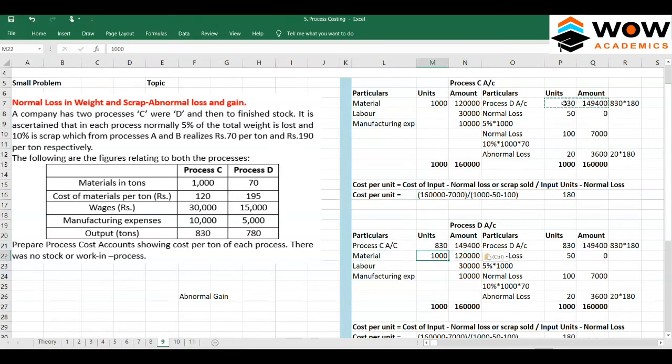Any additional material we issued, yes, we have added 70 units, and that 70 units is 195 per kg. Wages is 15,000 and manufacturing is 5,000. Okay, we got these amounts. So let's get the total here. It's 900 units here, and the total amount is 1,83,050.